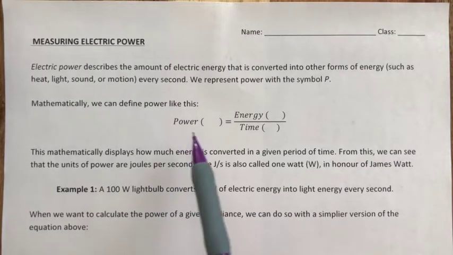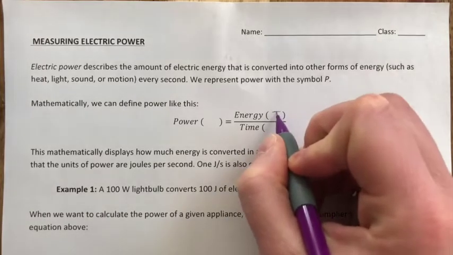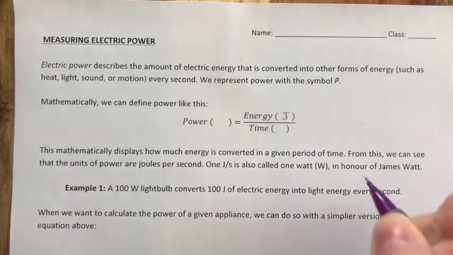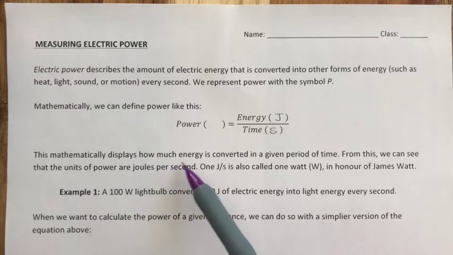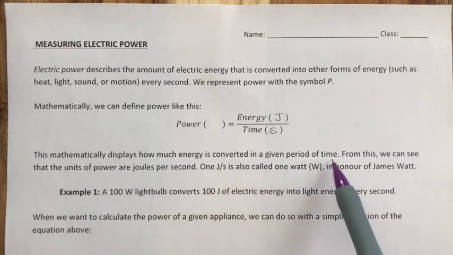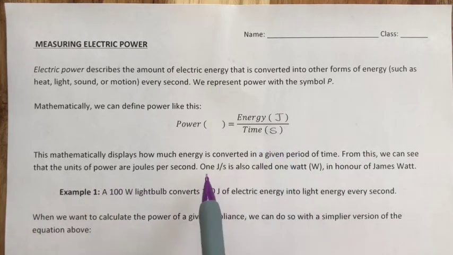Mathematically, we can define power like this: power is equal to energy divided by time. We know that energy has the unit of joules, and we know that time, generally when we're doing science, we're measuring in seconds. So we can see how much energy is converted in a given period of time, and that the units of power are joules per second.